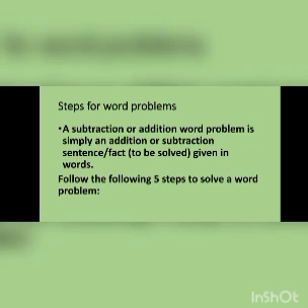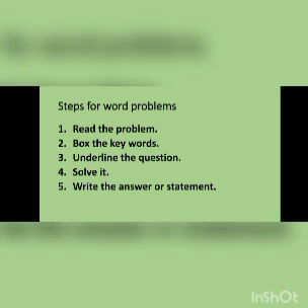Let's see what a word problem is. An addition or a subtraction word problem is actually an addition or subtraction sentence or fact that is to be solved, given in the form of a sentence. There are 5 steps to solve a word problem. Step number 1, first read the problem carefully. Step number 2, box the keywords. Step number 3, underline the question. Step number 4, solve it. Step number 5, write the answer or the statement.